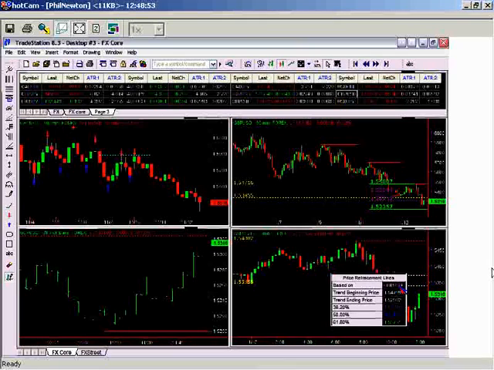Very quickly, some fibs setting up. Fibs from the high day down to the lower day, looking for a 50% retrace, and I'll be looking for a bias change at that level.